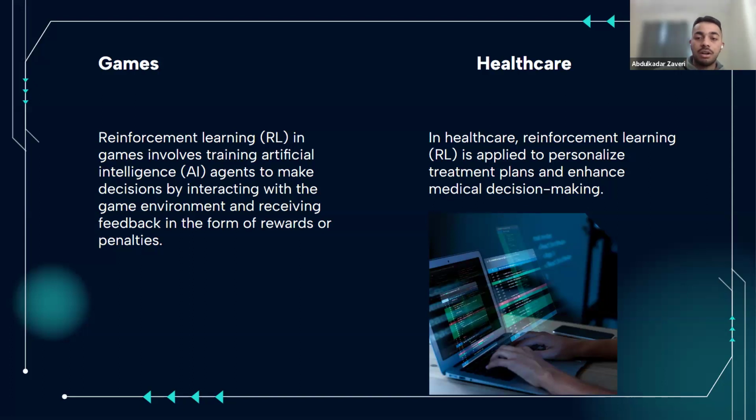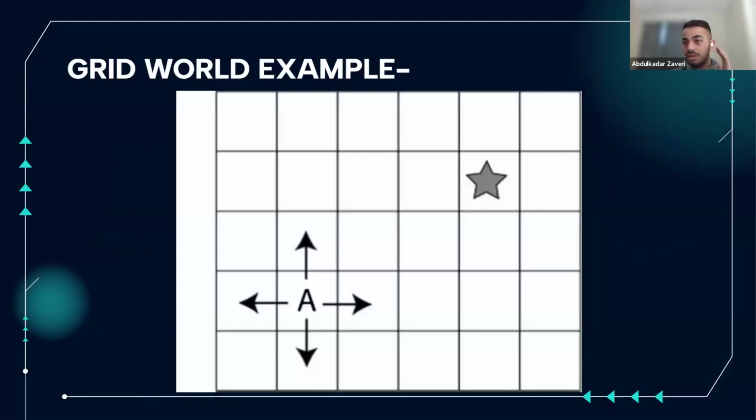Now let's see how RL actually works. This is a very famous example called the grid world example. It is one of the first examples used to explain reinforcement learning to everyone. So let's understand this. Imagine we have a little robot on a grid, like a board game. The robot buddy's goal is simple. It wants to charge its battery by finding where the charging station is.